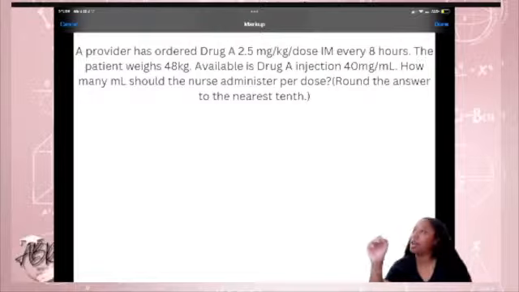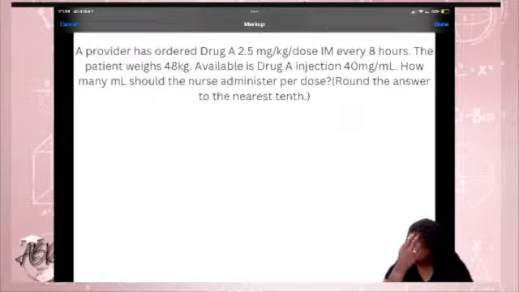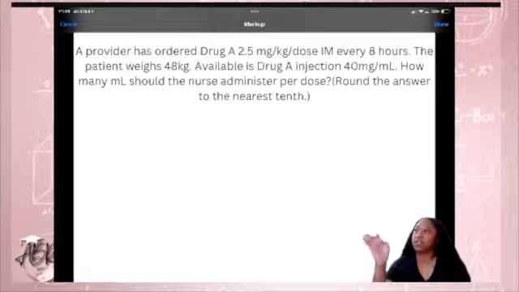All right. Our provider has ordered drug A, 2.5 milligrams per kilogram per dose, IM every 8 hours. The patient weighs 48 kgs. And the available drug is drug A injection 40 milligrams per milliliter. How many milliliters should the nurse administer per dose?